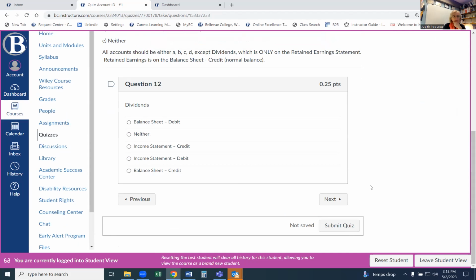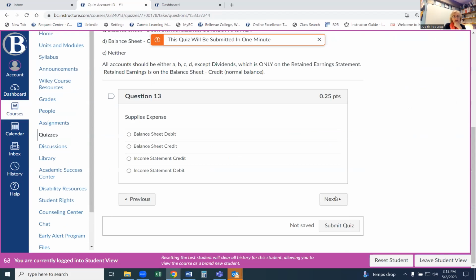Talia, go ahead. It's neither. Yeah, it doesn't go anywhere. It's not on the income statement. It's not on the balance sheet. It's on the statement of retained earnings. All right, Adam, supplies expense.